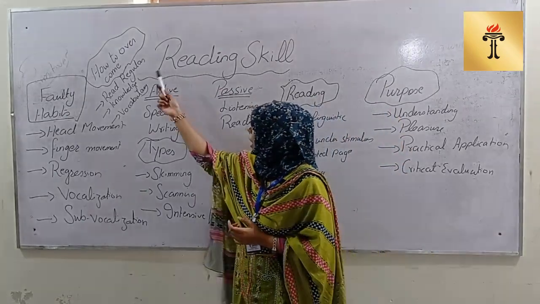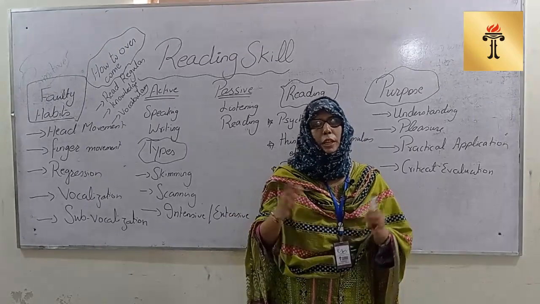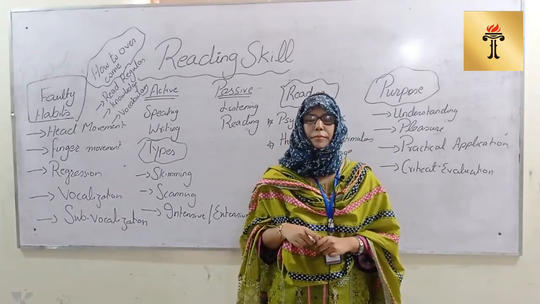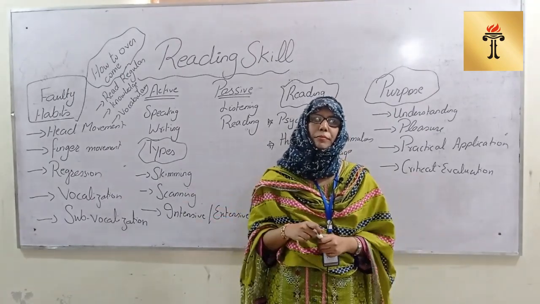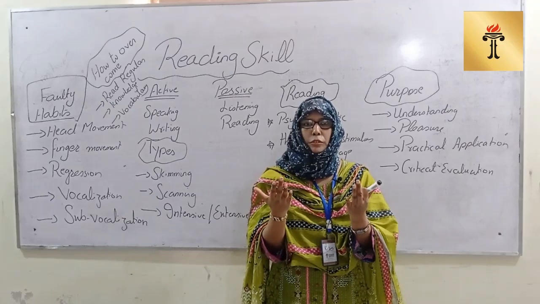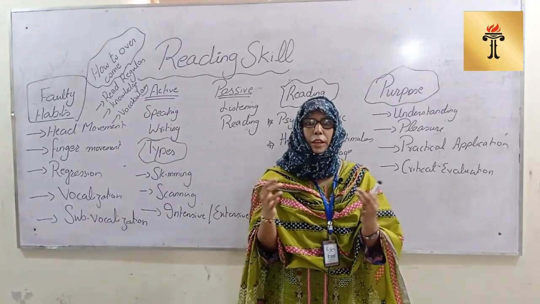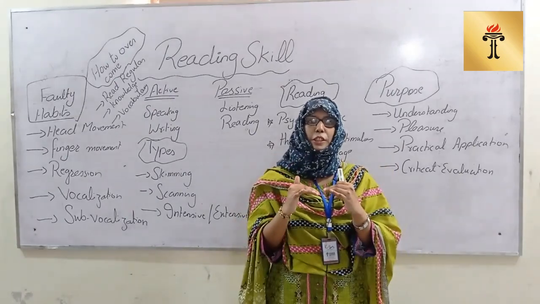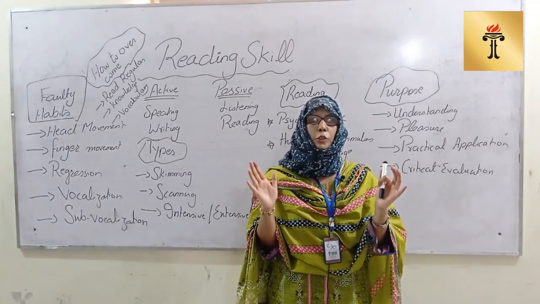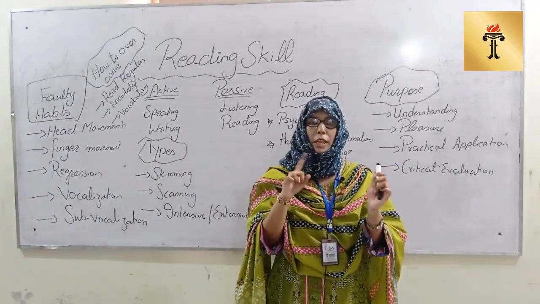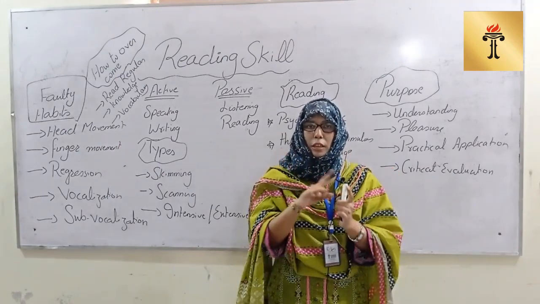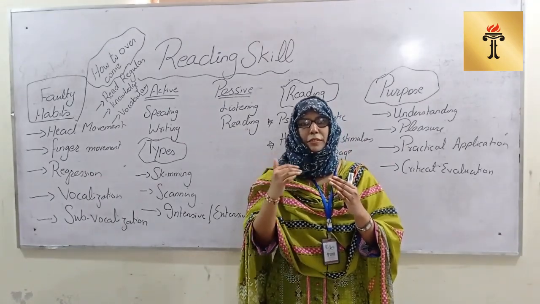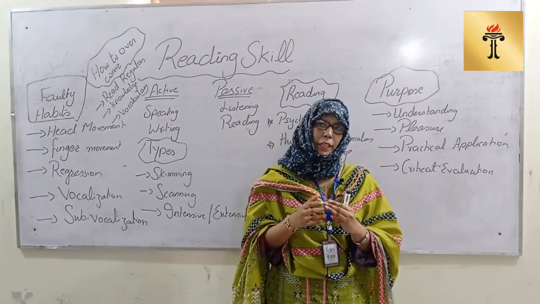Now the question is how to overcome these faulty habits. You can overcome these faulty habits by making a little practice and little effort. What are these? Avoid these faulty habits. When you start reading books, do not move your head, do not rub your finger, do not go for vocalization, do not read your words with a sub-vocalization tone, but read in a very normal way. Do not pendulum your head from here to there, do not rub your finger. It will not only reduce your physical efforts, but it will also increase your reading speed.